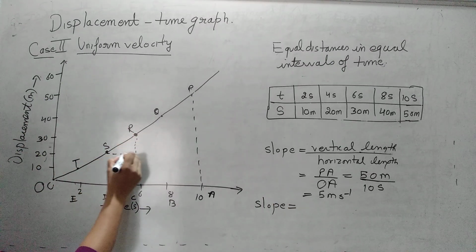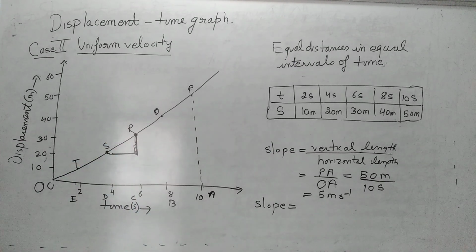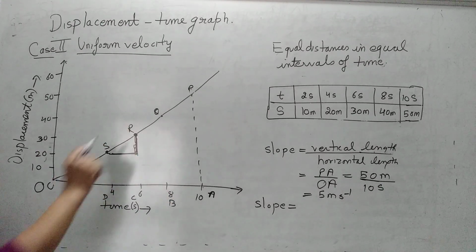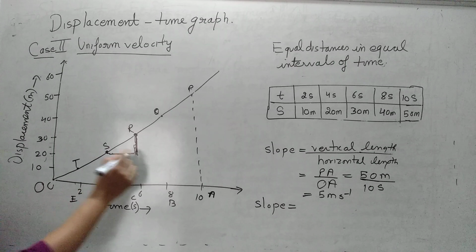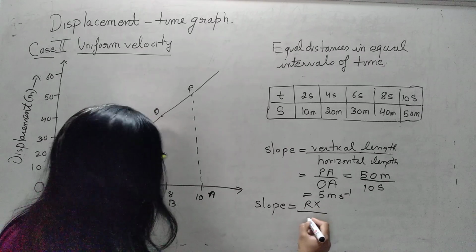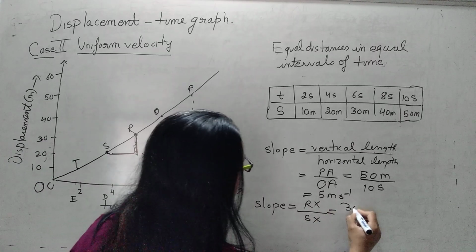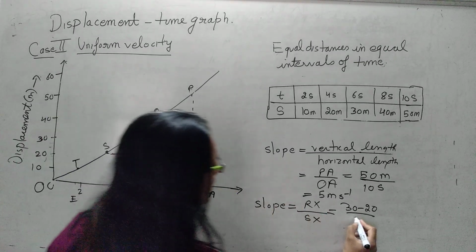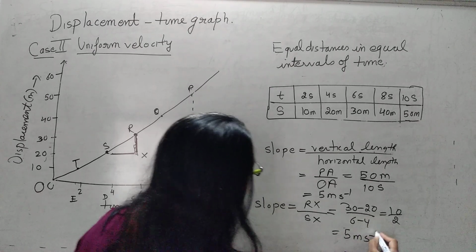So we will first join this like this. We have made a triangle. We always make a right angle triangle. The height of the right angle triangle divided by the base. Now what is the height? The height is this. So the height, if I take this point as x, what is rx? It is rx over sx. Now what is rx? It is 30 minus 20. And what is sx? It is this much, that is 6 minus 4, which is 10 by 2, and the answer is 5 meter per second.